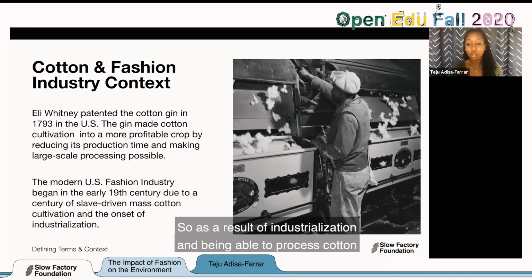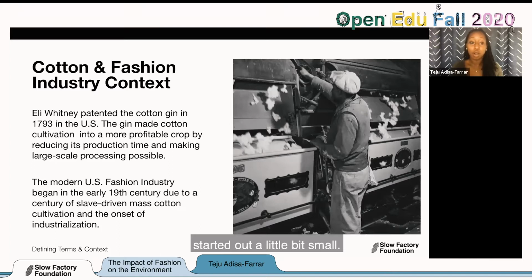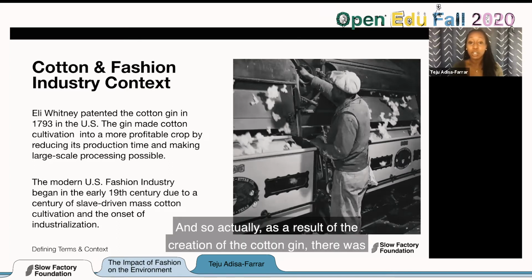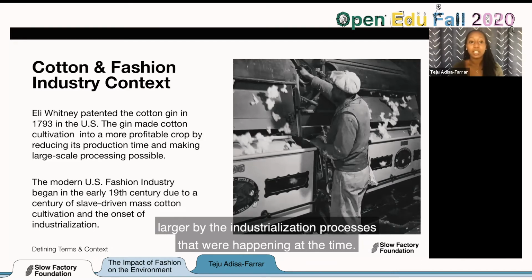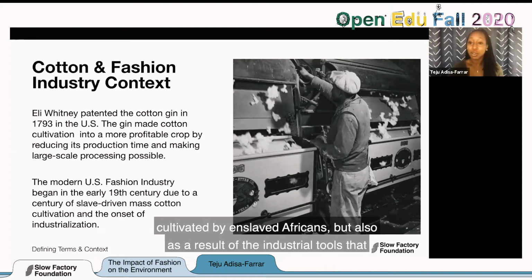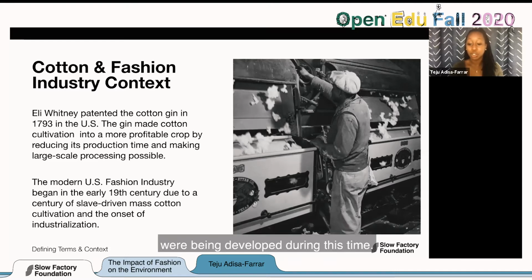So as a result of industrialization and being able to process cotton more quickly, they were able to grow this cotton industry, which started out a little bit small. And actually, as a result of the creation of the cotton gin, there was a second wave of enslaved Africans taken from Africa to the New World to participate in this booming cotton industry that was made even larger by the industrialization processes happening at the time. And so the fashion industry was able to develop as a result of not only cotton cultivated by enslaved Africans, but also the industrial tools that were being developed during this time.